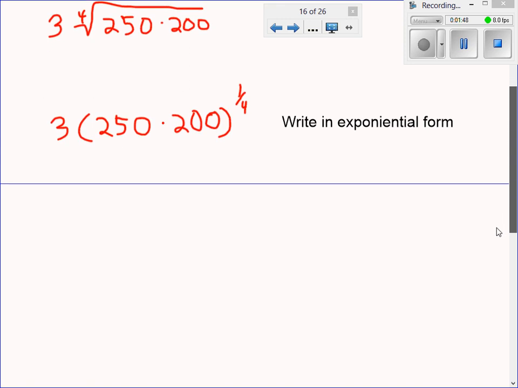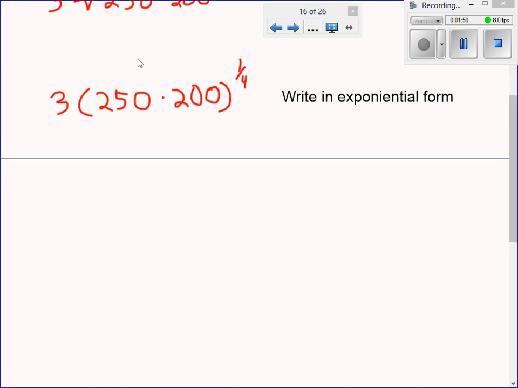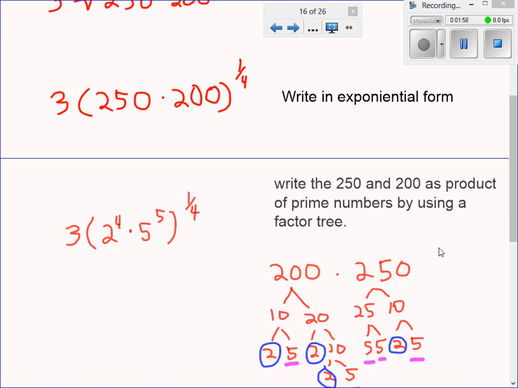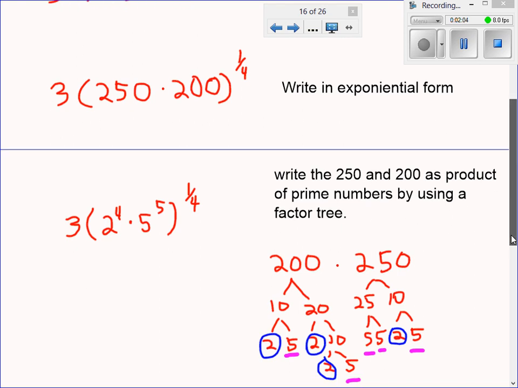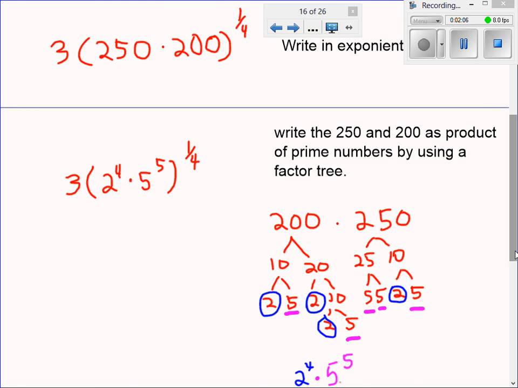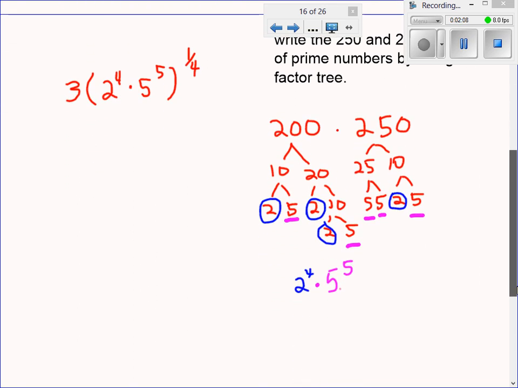Now before we move on to distributing through the 1/4 power exponent, we're going to look at 250 and 200 as products of primes. So we're going to write the 250 and the 200 as a product of prime numbers by using a factor tree. So you can see 200, if we break it down into its simplest form, and 250, if we break it down to its simplest form.